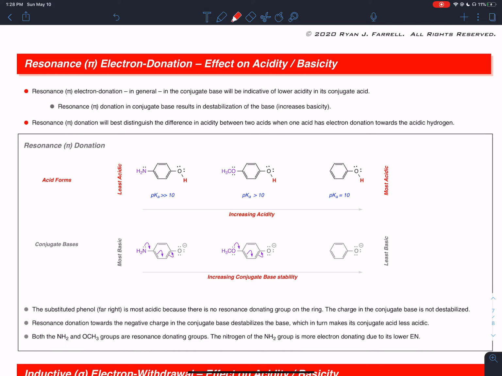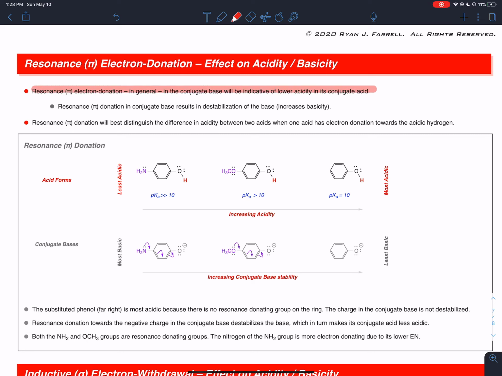Hi everyone, in this segment we are going to be discussing the effect of resonance electron donation on acidity and basicity. So this is the flip side of electron withdrawal. Electron donation is going to result actually in destabilization of the conjugate base. So let's dive into this.